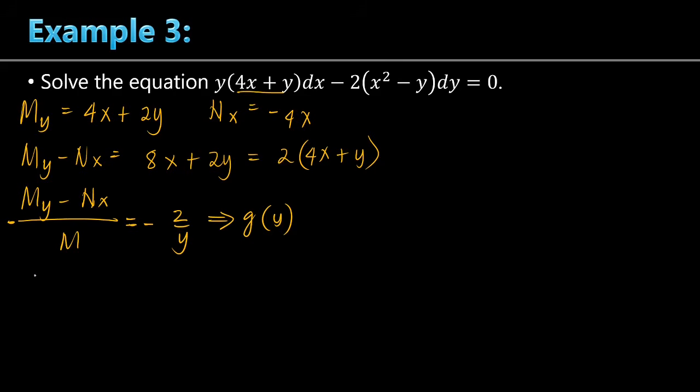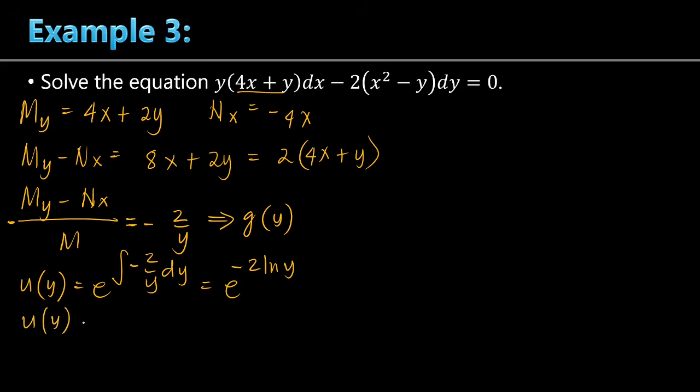Tapos, makukuha ko ng integrating factor ko na u of y. Diba? That's e raised to the integral of negative 2 over y dy. Na equal sa e raised to negative 2 ln of y. At itong u of y na yan, pwede ko pang isimplify kasi ito, pwedeng maging exponent ng y. E to the ln of y to the negative 2. Magka-cancel yung e at ln, so y to the negative 2. Okay, so this is now my integrating factor. No? That is purely a function of y.